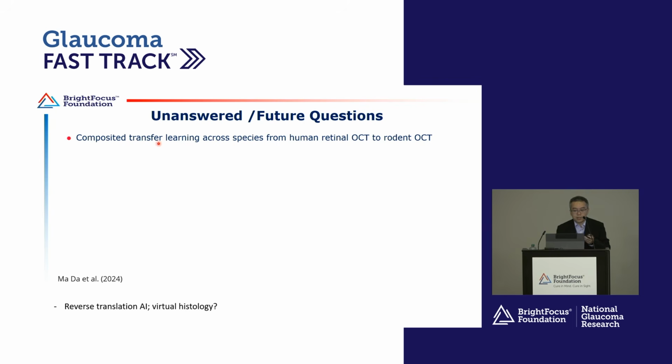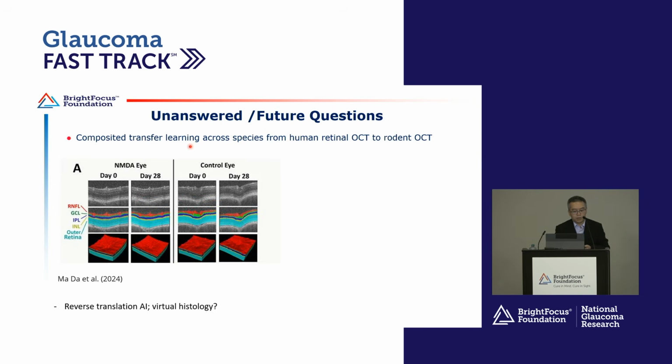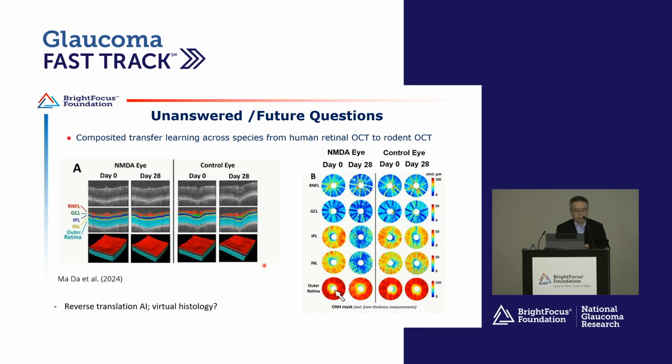And finally, trying to link to the previous talks on modeling using AI, there's a lot of AI modeling on humans. What if we also try to leverage the AI from the human side towards the preclinical end? Can we, for example, leverage them for rodent OCT using transfer learning? We have some collaboration with our moderator on that.